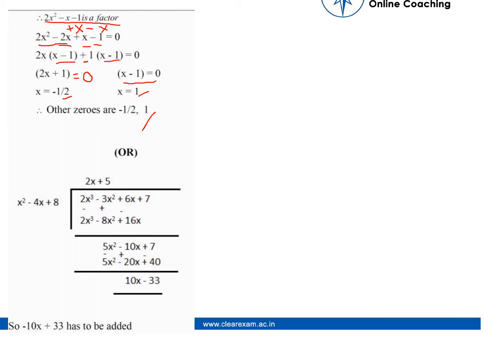For the other question, we have this polynomial and we have to find the value so that it is divided by this polynomial. We divide this polynomial, x² − 4x + 8, into 2x⁴ − 3x³ + 6x + 7 to get remainder 0. What we do is multiply x² by 2x² so that the value remains the same, 2x⁴. So we cancel out, and let me erase everything so that you can see clearly.